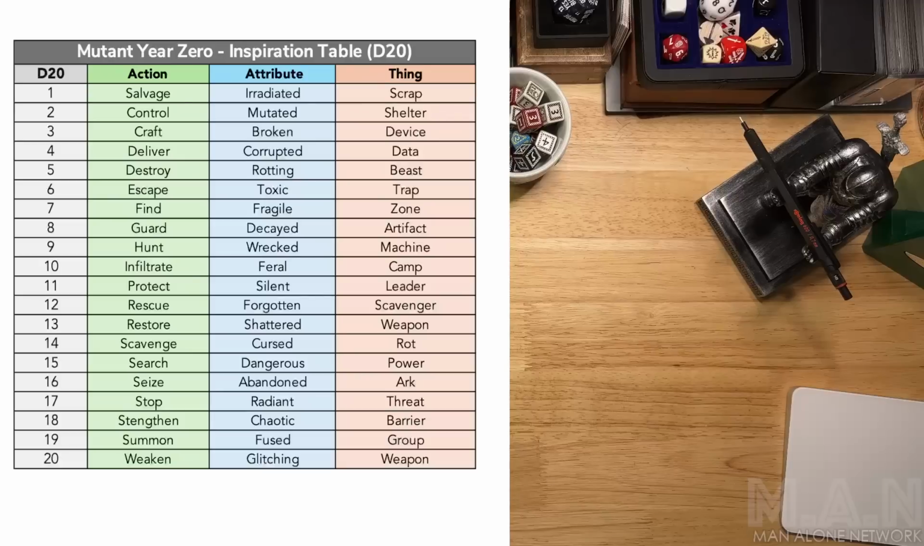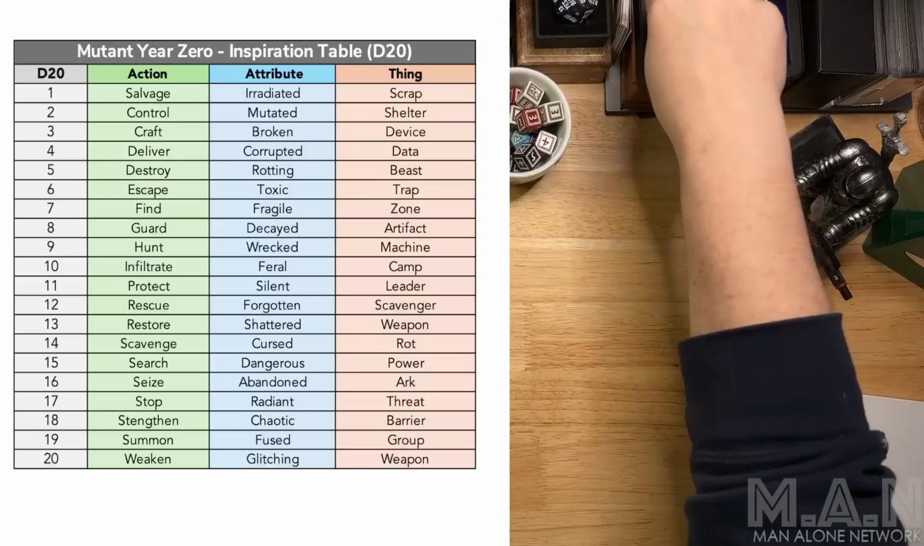Just a D20, three columns, action attribute thing, but obviously because the Dragonbane one is more solo focused, this one I adapted to be post-apocalyptic mutated wasteland. Essentially this requires a roll of 3d20, and each time you roll a d20, you are going to get a new piece of information.